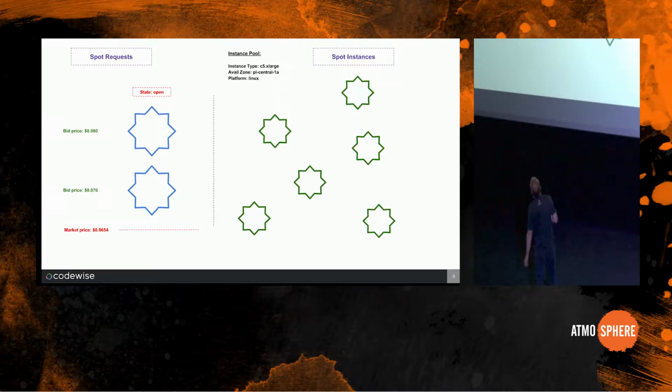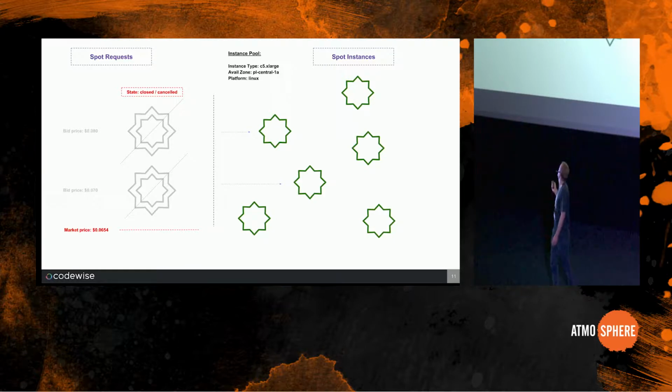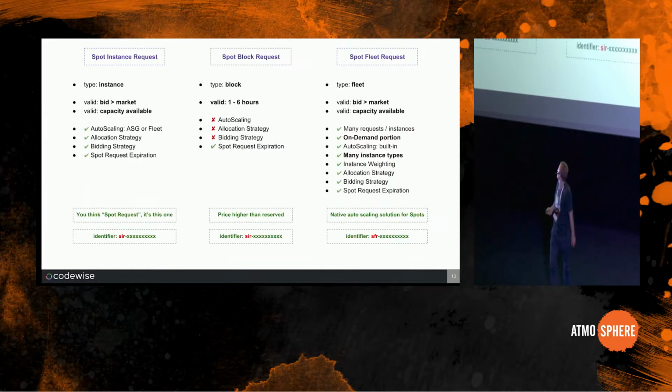Okay, so if you open a spot request, you have something like this. It's open. Your bid price is higher than the market price, meaning you will get a spot instance. So it looks like this. The spot pool is shortened by, for example, 2 instances, and the price will probably move up because there are fewer instances than before. If AWS closes or you cancel the spot request, the price will probably go down, the instances go back to the pool, and other customers can get them.